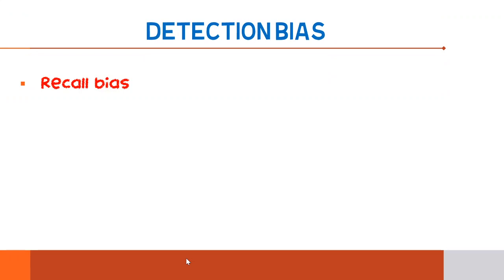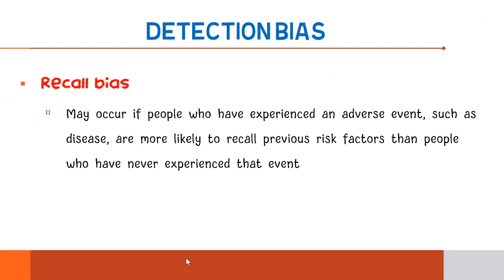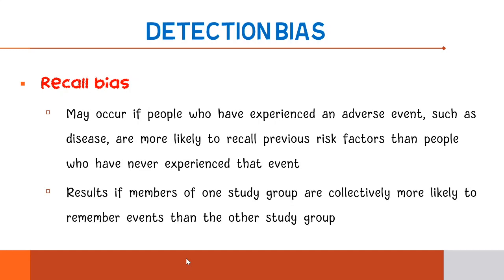Another is your recall bias. Recall bias may occur if people who have experienced an adverse event, such as disease, are more likely to recall previous risk factors than people who have never experienced that event. Now, recall bias is a major problem actually in research into causes of congenital anomalies. It results if members of one study group are collectively more likely to remember events than the other study group.